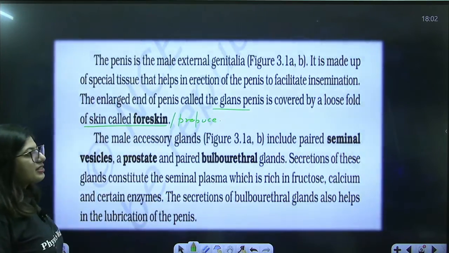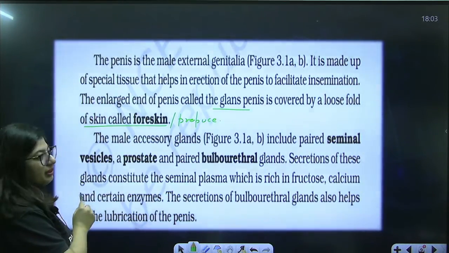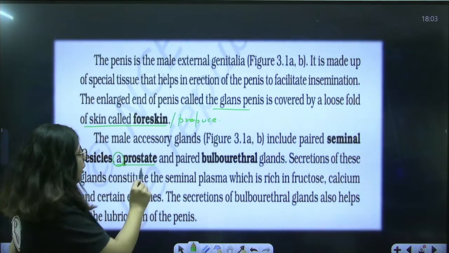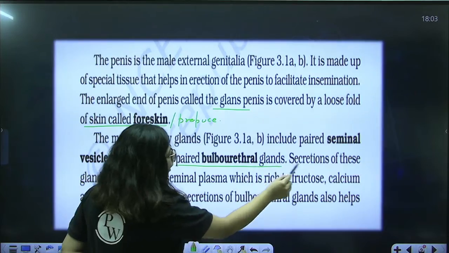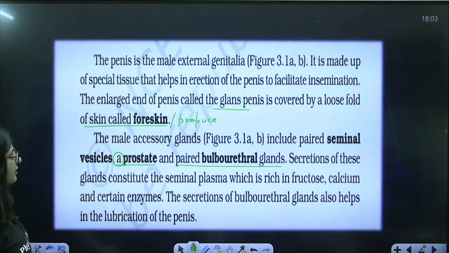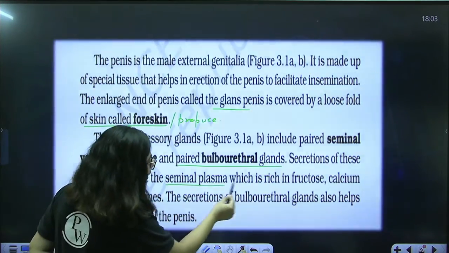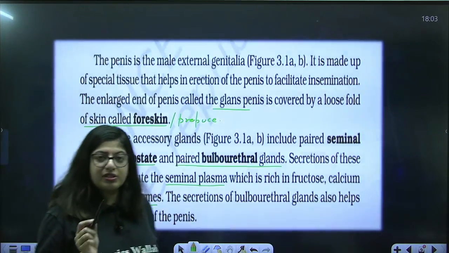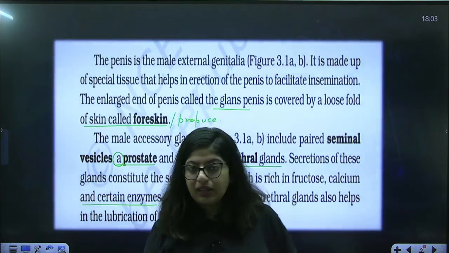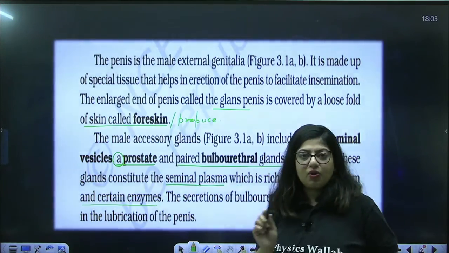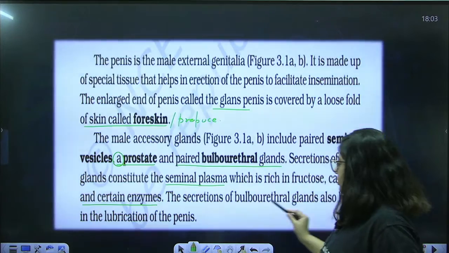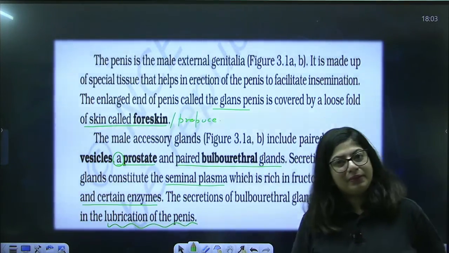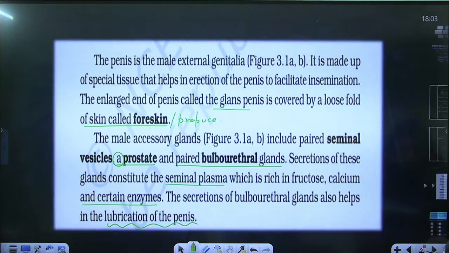The male accessory glands include paired seminal vesicle, single prostate (they have used the word single), and paired bulbourethral gland. Secretion of these glands constitutes seminal plasma, which is rich in fructose, calcium ion and certain enzyme. Fructose is contributed by seminal vesicle, calcium ions and enzymes are contributed by prostate. The secretion of bulbourethral also helps in lubrication of the penis, right? Okay, that's about the NCERT.